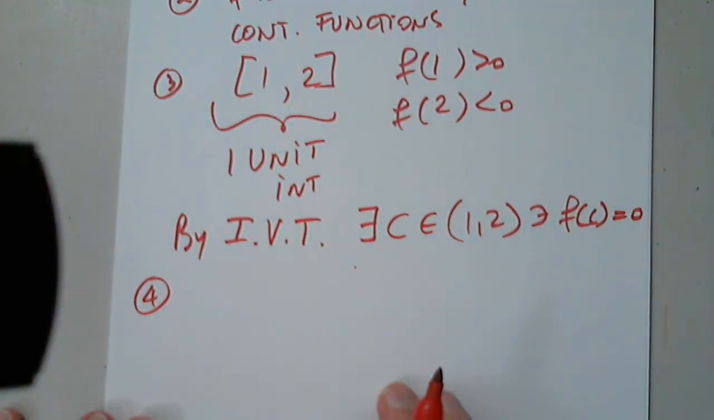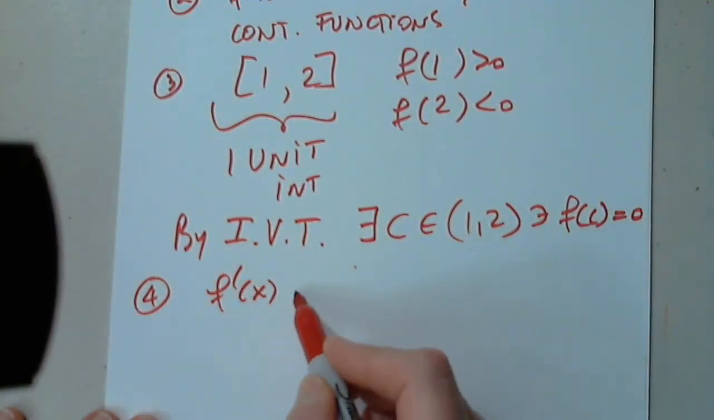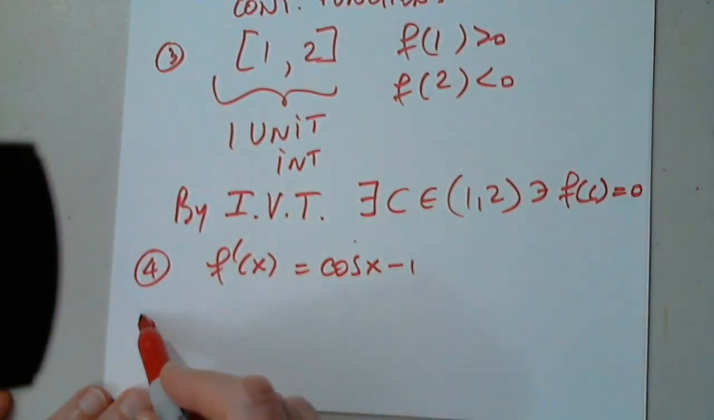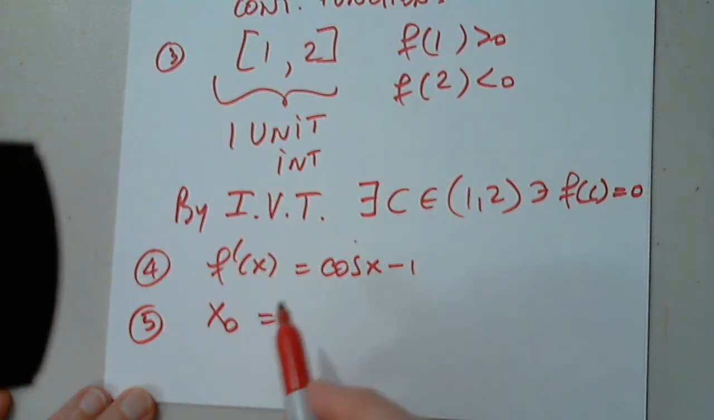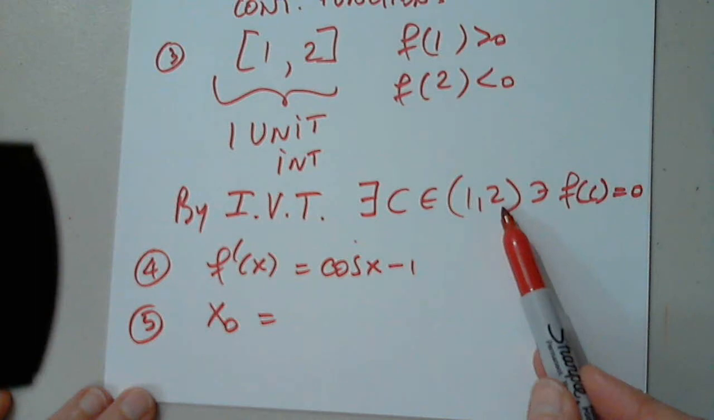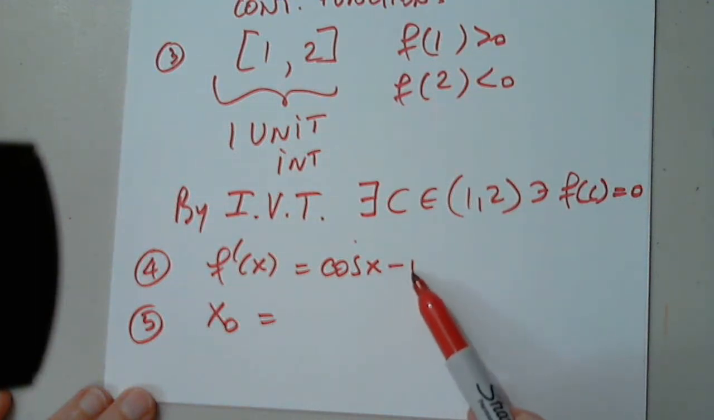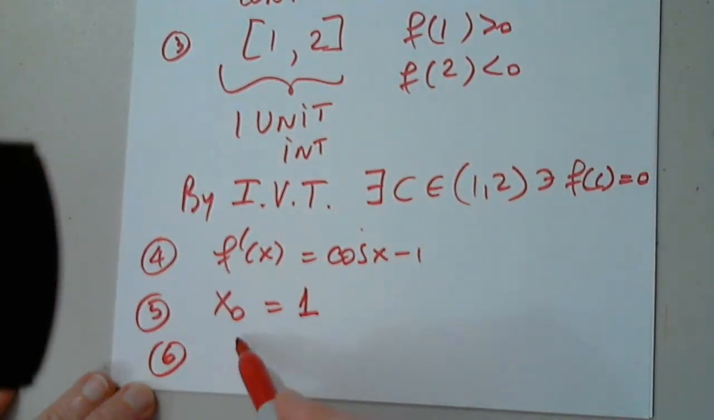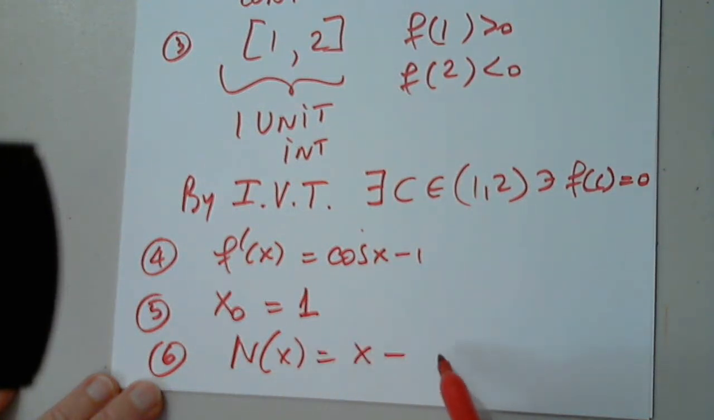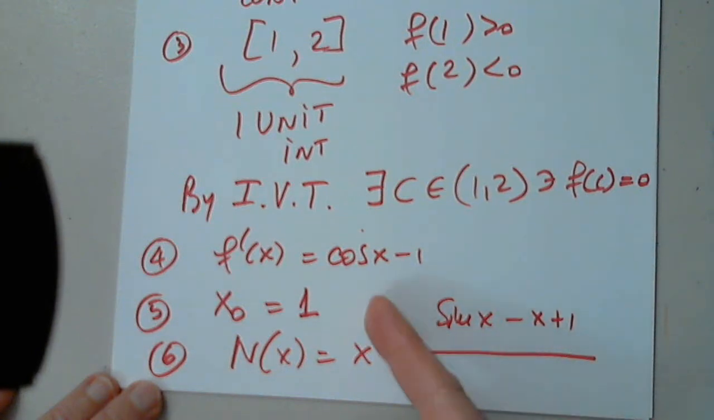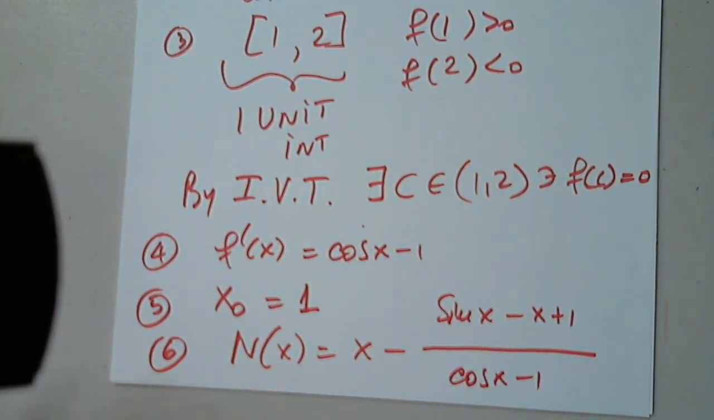Number 4, I determine f prime of x, which is cosine x minus 1. And number 5, the initial value, is up to you. It doesn't matter. Cosine 1 radian or cosine 2 radians minus 1 will never be 0. I'm going to start at 1. Number 6, I will create the function x minus (sine x minus x plus 1) over (cosine x minus 1).